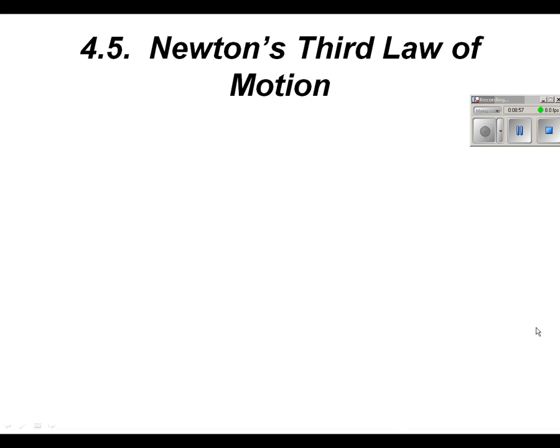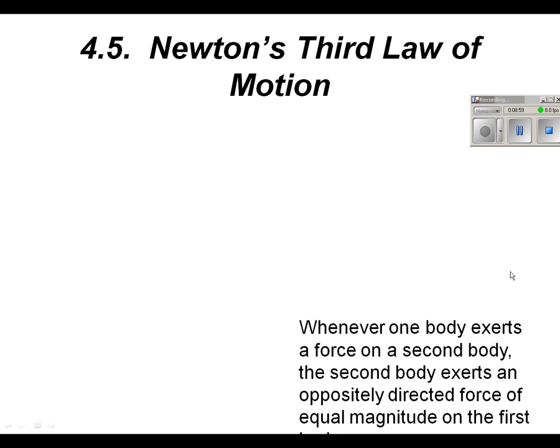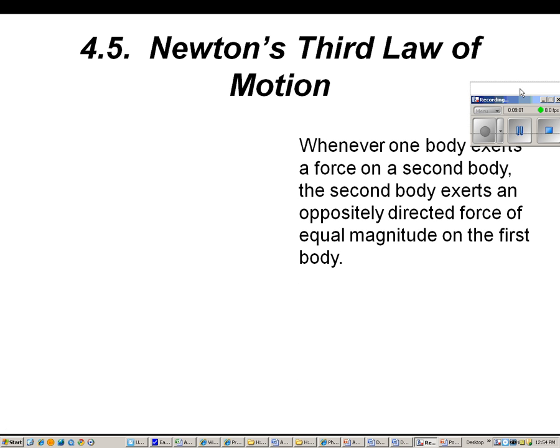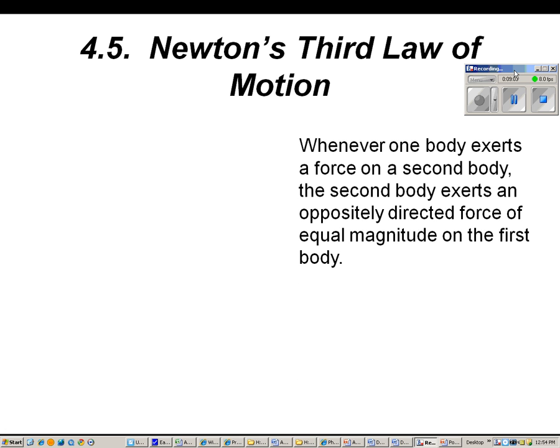Now we're going to look at Newton's third law of motion. People know that by the following. Whenever one body exerts a force on a second body, the second body exerts an oppositely directed force of equal magnitude on the first body. Some people know this as for every action there's an equal and opposite reaction. So if you hit the wall with a certain force, the wall hits you back with the exact same force. Somebody hits my shoulder with a certain force, my shoulder hits them back with the exact same force.